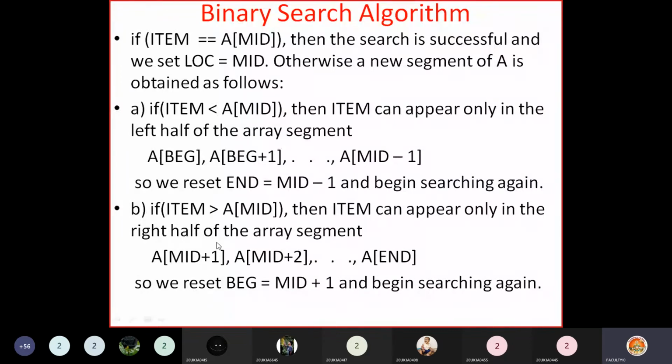So mid plus 1 will become the beginning point here, so we reset beginning equal to mid plus 1. Always we have to store the beginning point and end point of the array. In the right half, the end point doesn't change, only the beginning point will move to the mid plus 1 position. That's why we store beginning equals mid plus 1. Again we start searching in the right half only.